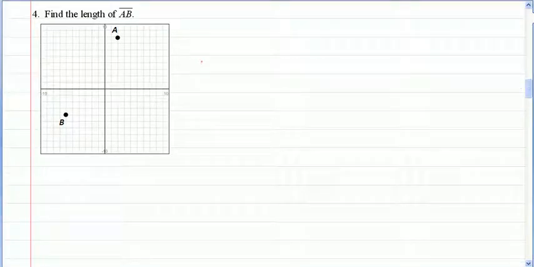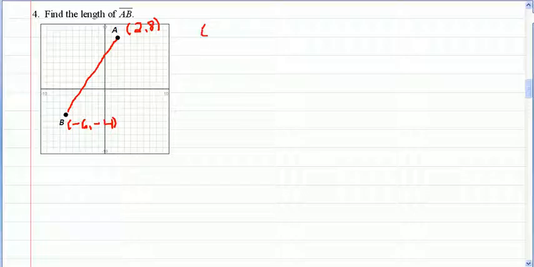The next example shows a graph, and we want to find the length of AB. And the length of AB is this distance right here. Point A is (2, 8). I'm moving over right 2 and then up 8 units. And point B, I'm moving left 6 and down 4. So (-6, -4).